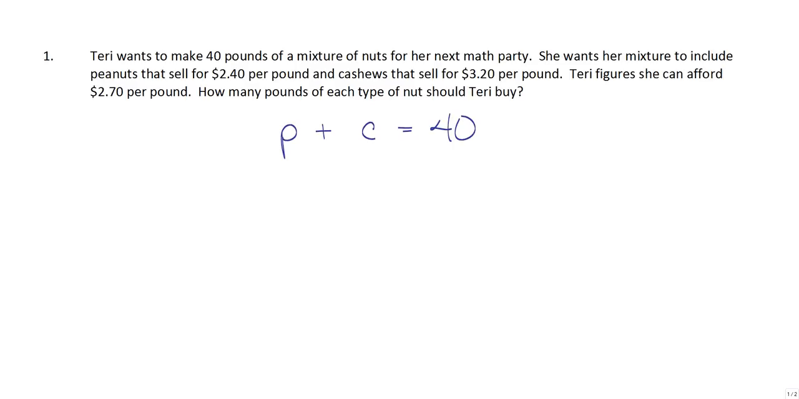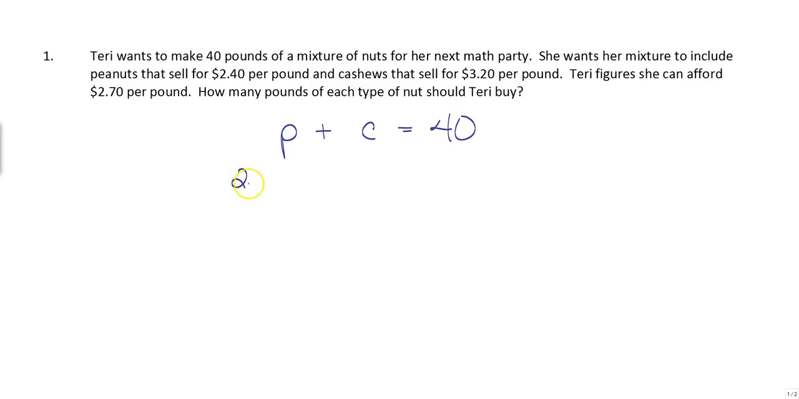So this is what I would call a stuff and money problem. That's the stuff. We have nuts, we have some more nuts, and we're going to have 40 pounds of nuts. So we're going to have peanuts plus cashews is equal to 40 pounds of our mixture. But then we need to get into the money part.